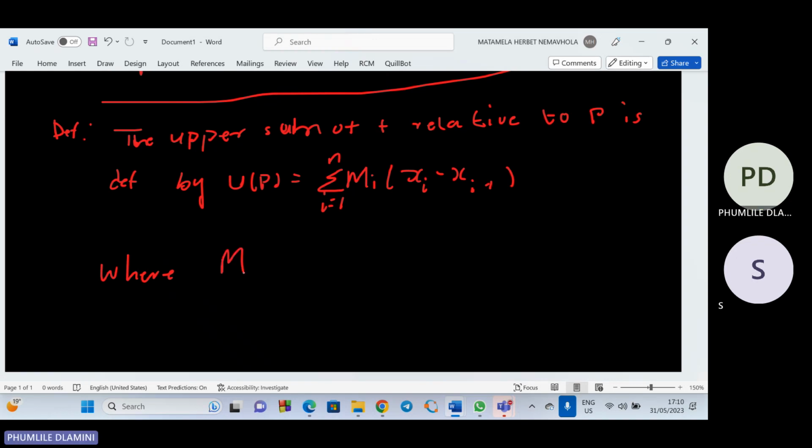Our Mi is equal to the supremum. We already talked about the supremum when a function is bounded above, and the infimum when a function is bounded below. Mi is the supremum of f of x for xi minus 1 less than or equal to x, which is also less than or equal to xi. So this is the definition of Mi.